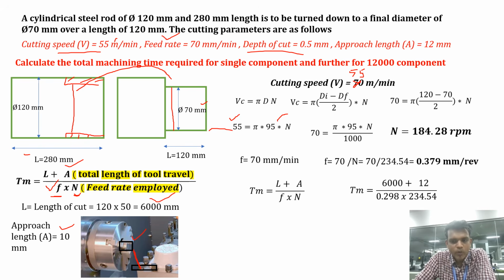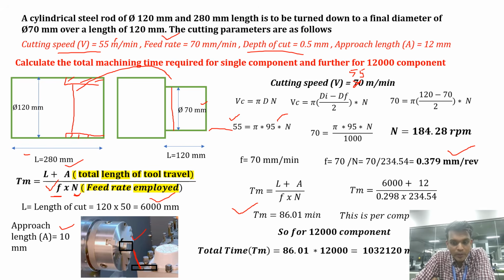Take the formula, put in the values. What we got here is the total machining time required for one component. This is very important, to convert the feed. Now this is for one component, but what is the actual question? Calculate the total time for 12,000 components. Simply multiply 12,000 by the single machining time. Just do it. This is per component, right? So for 12,000 components, 86 into 12,000. So we got the answer, maybe in minutes or maybe in hours.